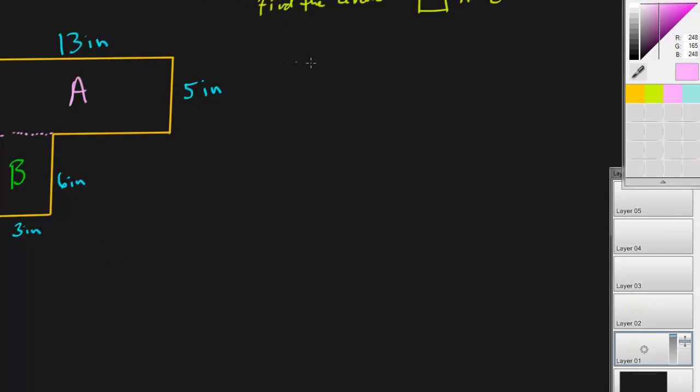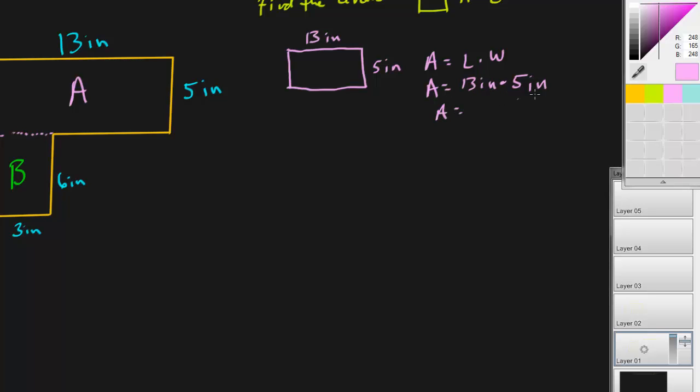Rectangle A is 13 inches by 5 inches, and the area of that, length times width, is 13 inches times 5 inches, which is 65 square inches. We'll put a little box around that because we're going to come back to it.